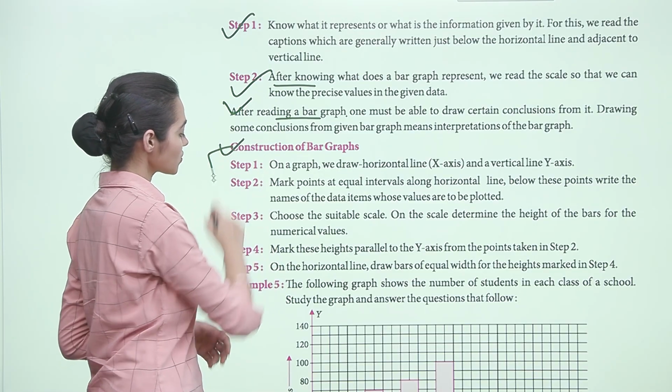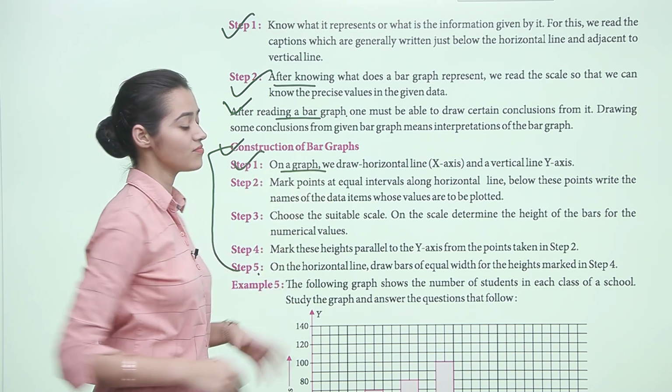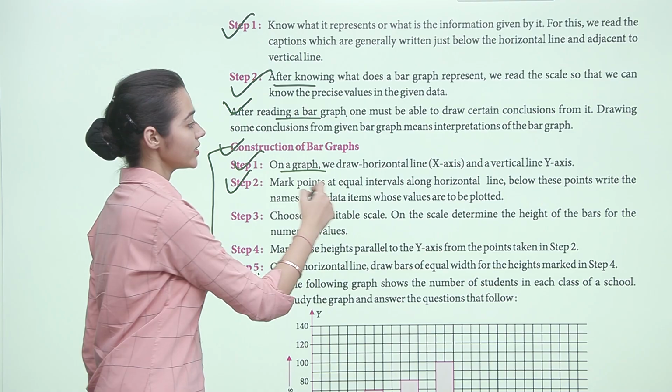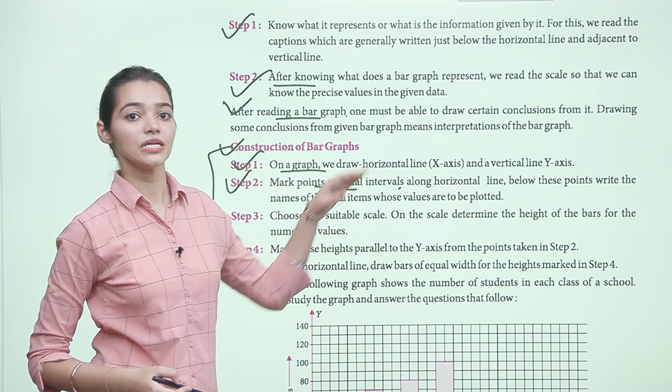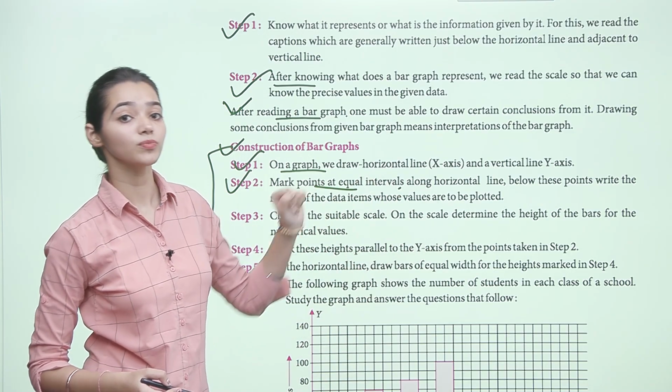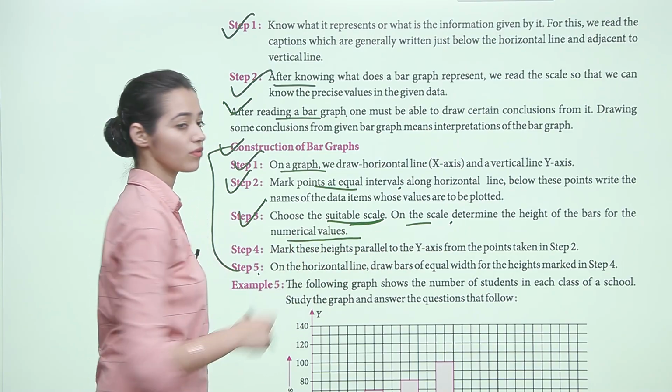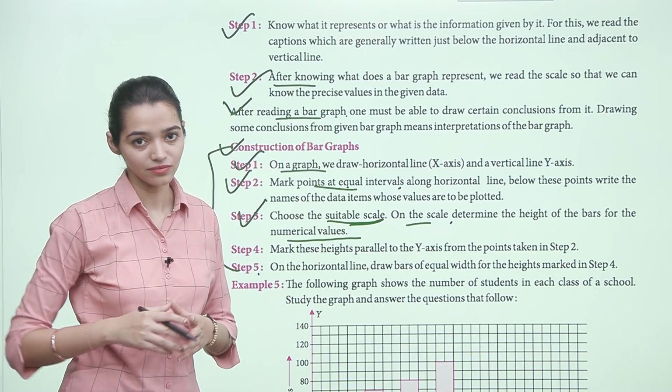Now let's start with the construction of a bar graph. In step 1, on a graph, we will draw a horizontal line, that is the x-axis, and a vertical y-axis. Then we will mark points at equal intervals along the horizontal, for the number of data items whose values are to be plotted. Then we will choose a suitable scale. On the scale, we determine the height of the bar for the numerical values.